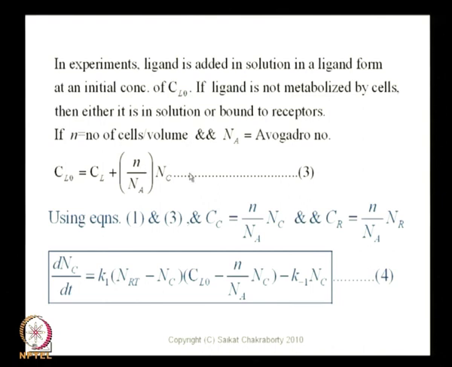So, if Nc is the number of complexes per cell, and N is the number of cells per unit volume, then N times Nc would be the number of complexes per unit volume. You divide that by the Avogadro number to get the molar concentration of the complex that is formed. Therefore, the initial concentration of ligand is the current free ligand plus whatever has formed complexes, correct. So, then we can substitute it back, and now we can have this entire equation almost in the form of numbers.